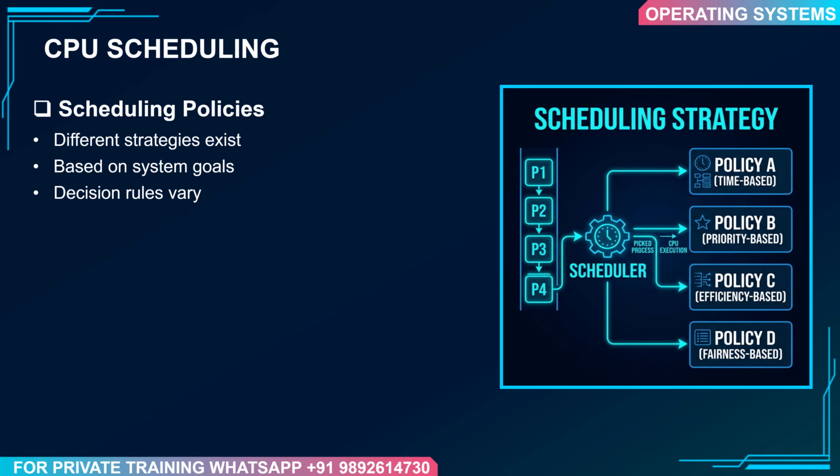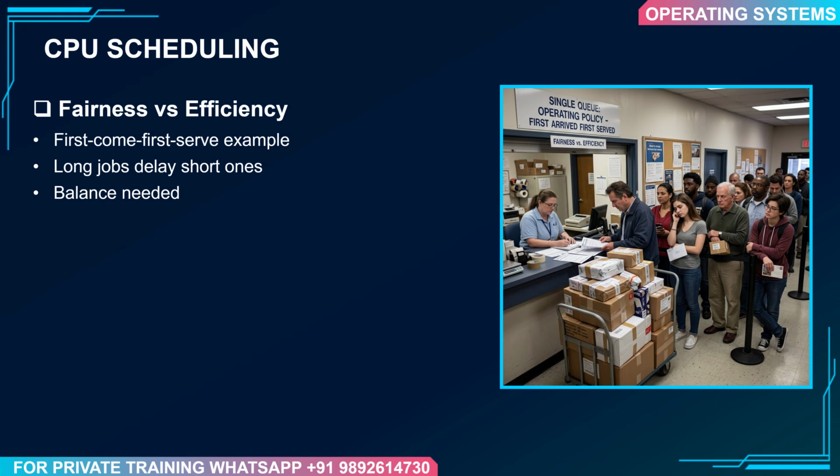But here's where things get interesting. How does the scheduler decide which process to pick? That depends on the scheduling strategy or policy, which we will explore in upcoming topics. For now, just understand that different systems use different rules depending on their goals. For example, in a simple system, the OS might just pick the process that arrives first. That sounds fair, right? But what if the first process is very long and the others are very short? The short ones will keep waiting unnecessarily. So fairness alone is not enough.